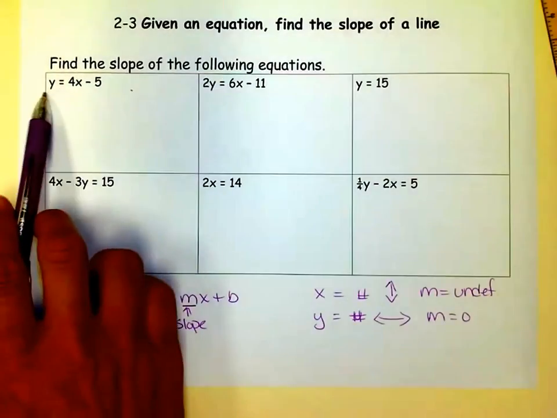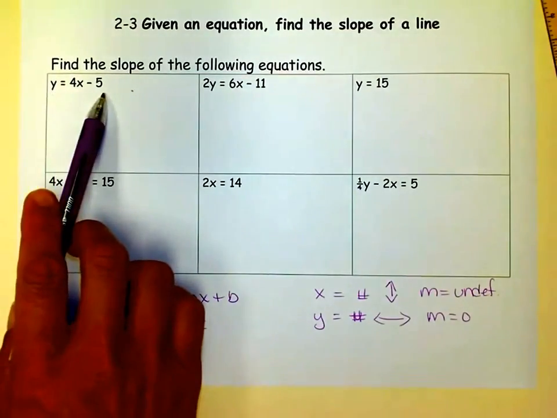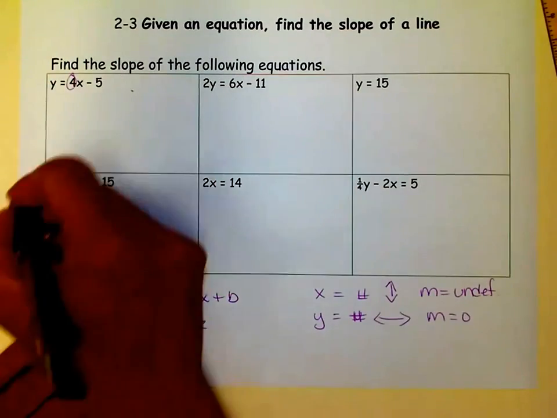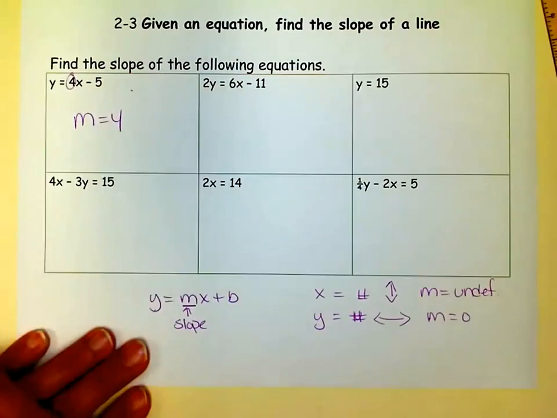So y is alone. That means it's in slope-intercept form. That means I just look in front of x. The coefficient of x is my slope. M equals 4. That easy.